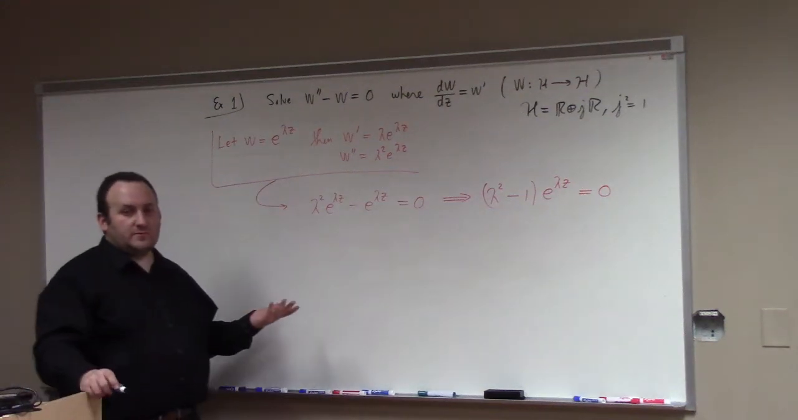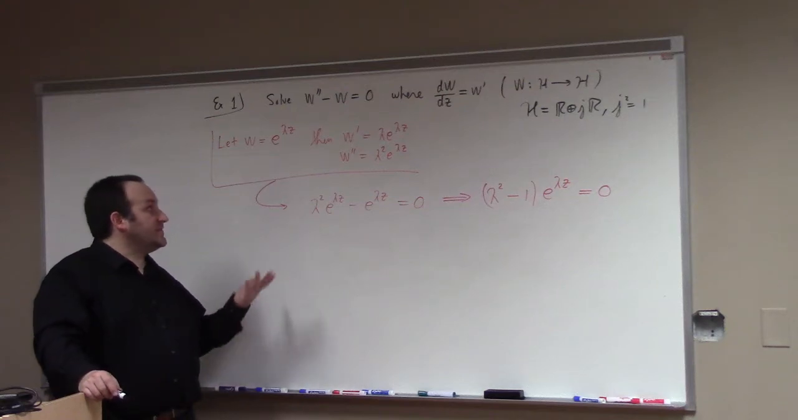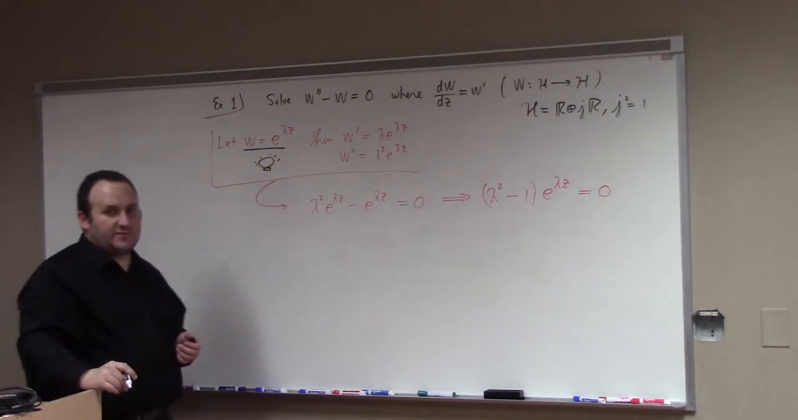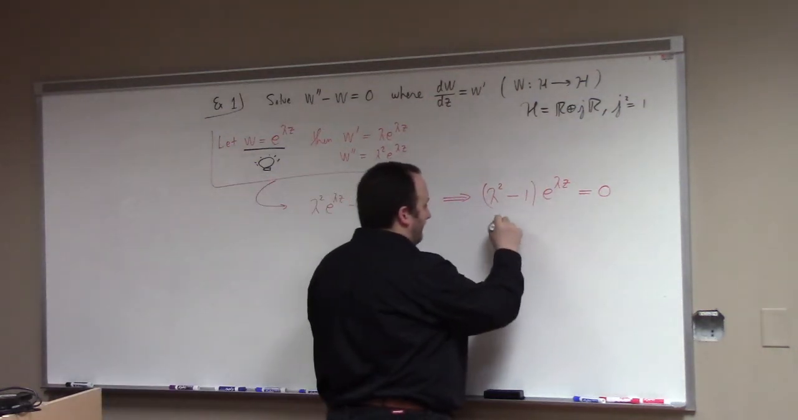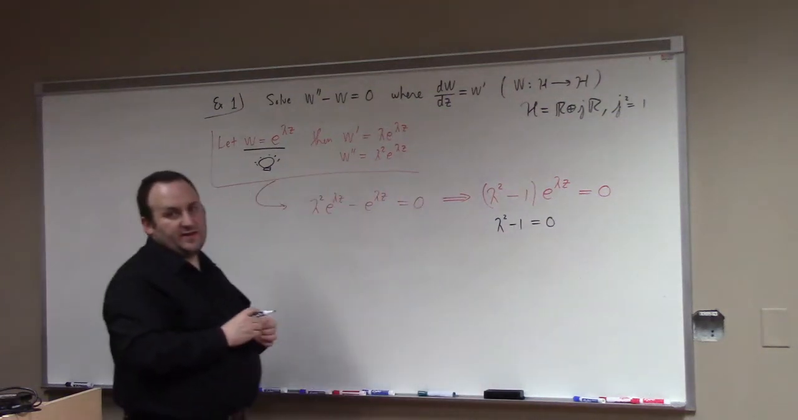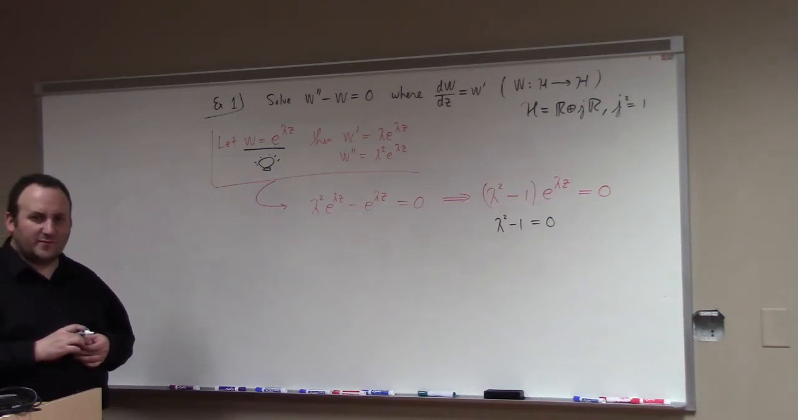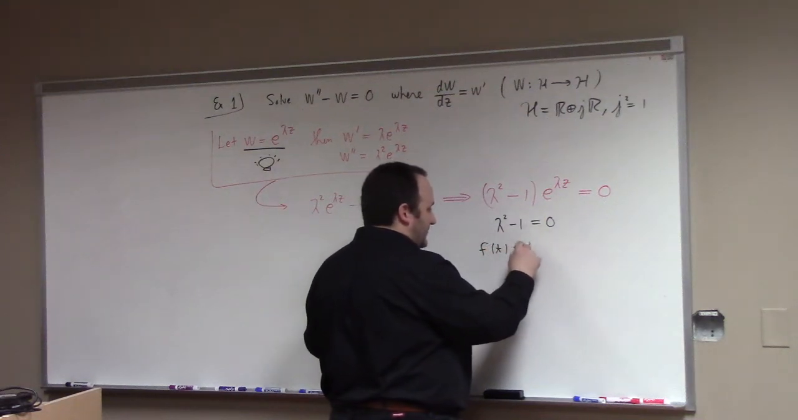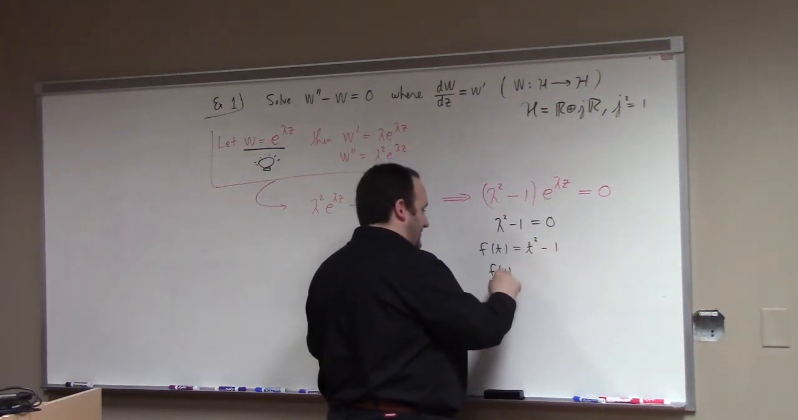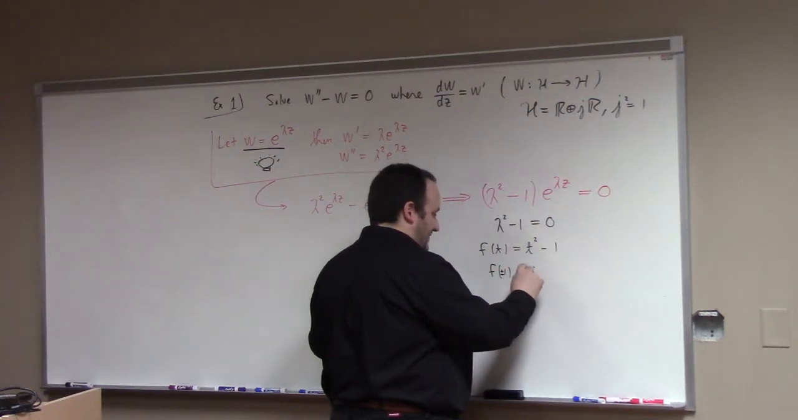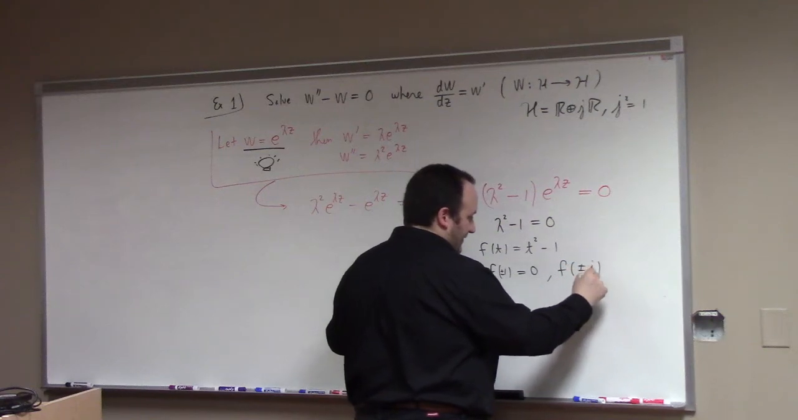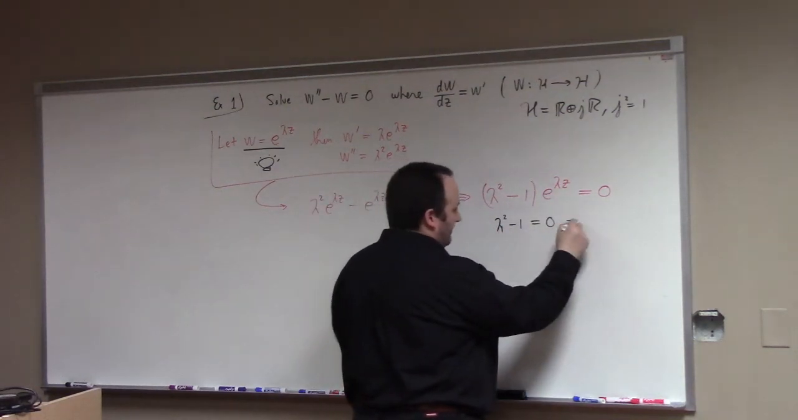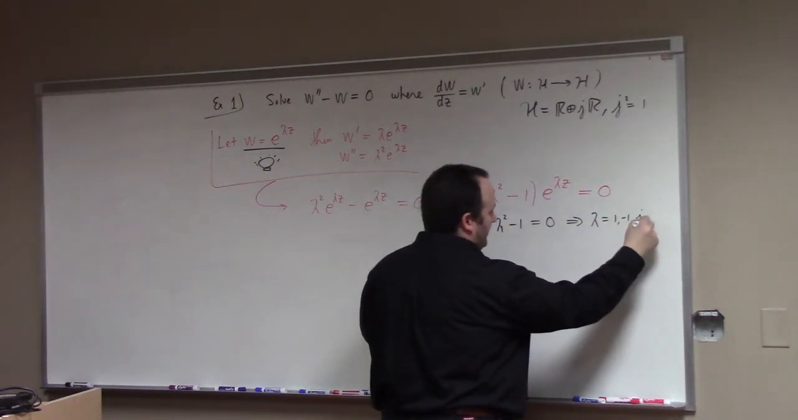So the exponential is non-zero over an algebra. The only way for our guess, and this is a guess, to work is for lambda squared minus 1 to be 0. But if we think of lambda as being a hyperbolic number, there's a lot of solutions here, some of which are not familiar. If you think of f of t to be t squared minus 1, then you can see that f of plus or minus 1 is 0, but also f of plus or minus j is 0. So this says solutions lambda equals 1, minus 1, j, and minus j.